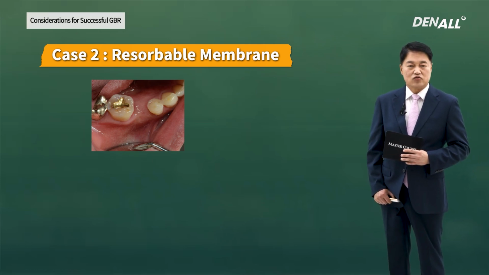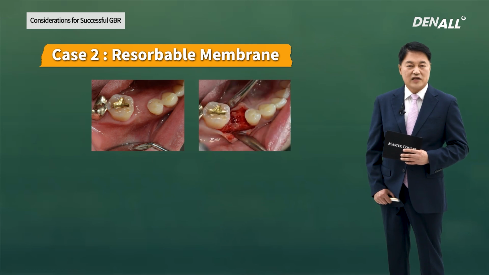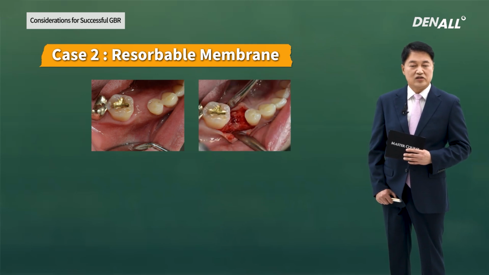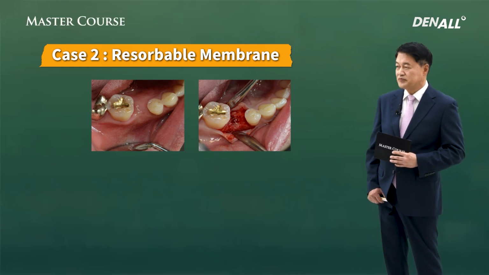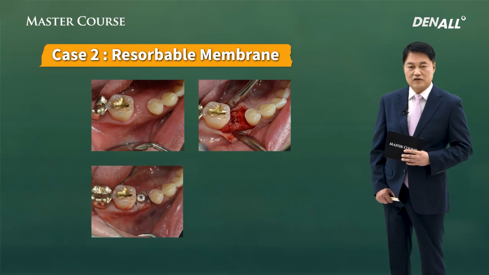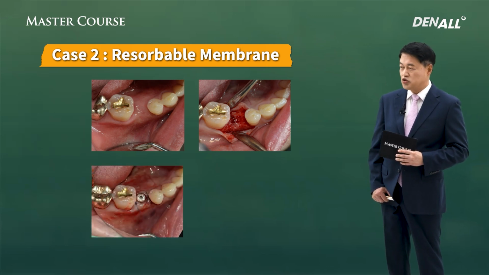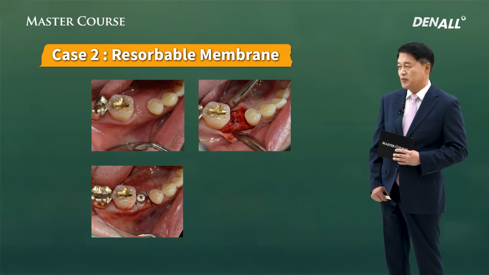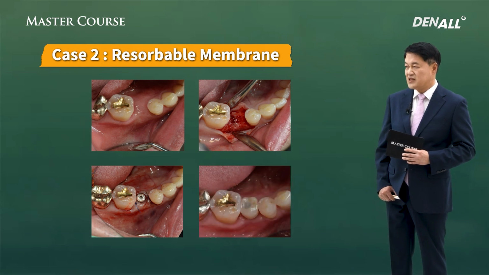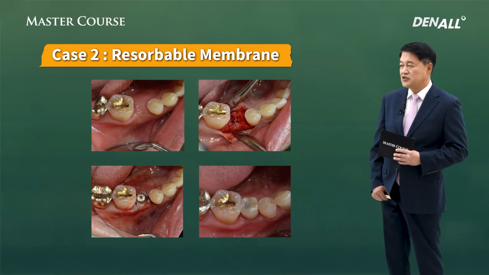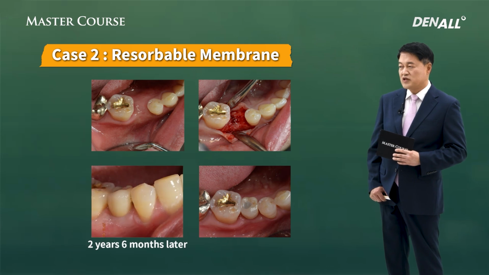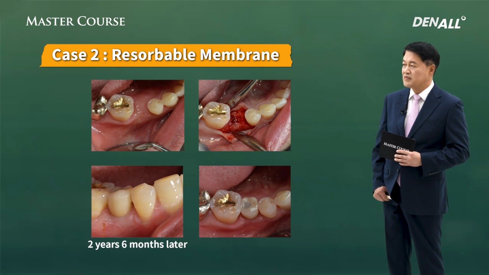Nice primary wound coverage was done. When I opened flap for second surgery, I saw that GBR was very successful. I connected healing abutment and completed secondary surgery, and after that, I delivered prosthesis. 2 years and 6 months later, you can see that it is well maintained.